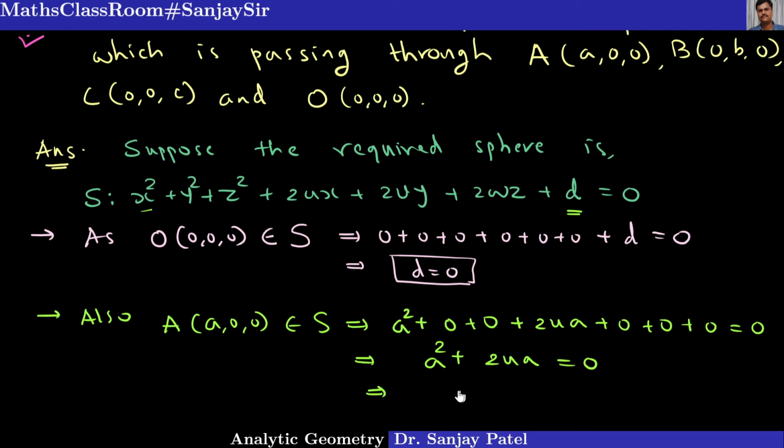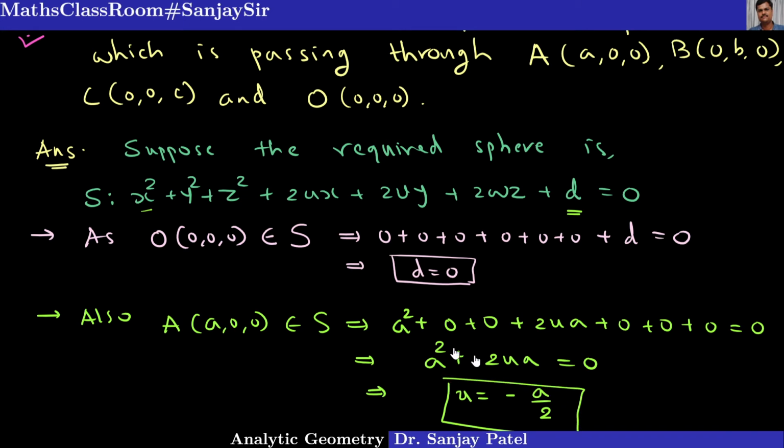So that gives me the value of u. So I will get u is equal to minus a by 2. Taking this a square on this side and cancelling one a, we'll get 2ua is equal to minus a square, rather 2u is equal to minus a. So u is equal to minus a by 2. This is my value of the constant u.